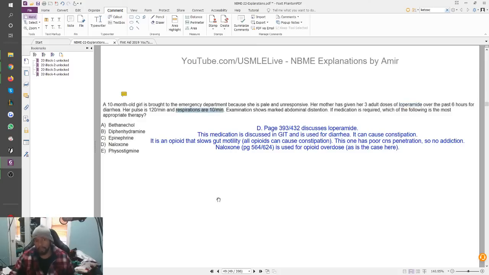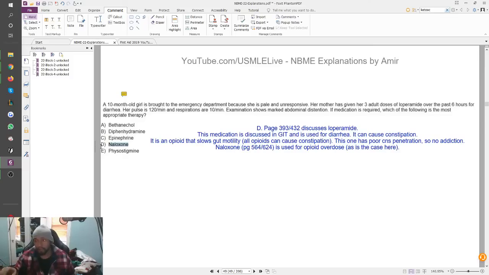Respirations are 10 per minute. So once you see the respirations are 10 per minute, that should have been a big point to you. Even if you didn't know what loperamide was, you look at all your answer choices and you should know what each one of these are used for. And then you see naloxone and you add together the fact that naloxone and respiratory depression makes sense. You would give naloxone to any random patient that pops up in your clinic and they have respiratory depression.